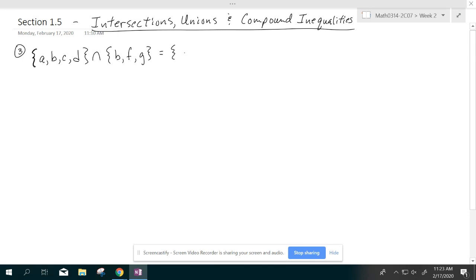So intersection means, what do they have in common? Is B the only thing they have in common? And so the answer is the set containing B. The intersection of two sets is what they have in common. Got it? All right.